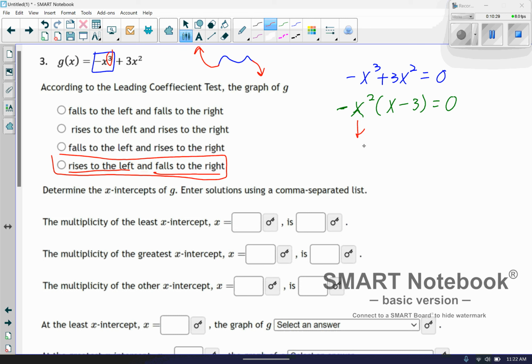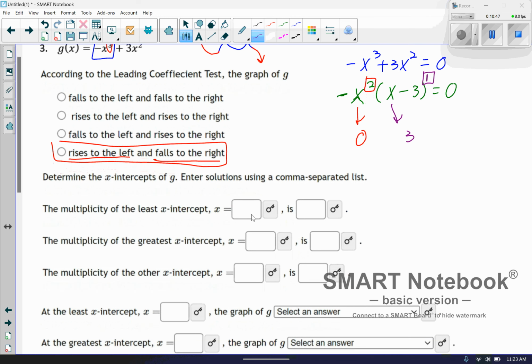My first x-intercept right here is at 0, and it has a multiplicity of 2. My other x-intercept is at 3, and it has a multiplicity of 1. Now we take this information and fill this out right here. My smallest one was at 0, with a multiplicity of 2. My largest x-intercept is the 3, with a multiplicity of 1. As far as others, I don't have any, so I believe the directions say to put does not exist right there. So we don't have to worry about that.